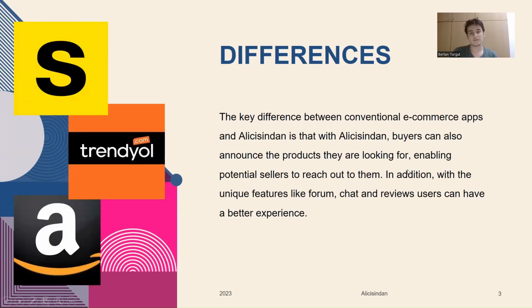The key difference between conventional e-commerce apps and Alicisindan is that with Alicisindan, buyers can also announce the products they are looking for, enabling potential sellers to reach out to them. In addition, with the unique features like forum, chat, and reviews, users can have a better experience.